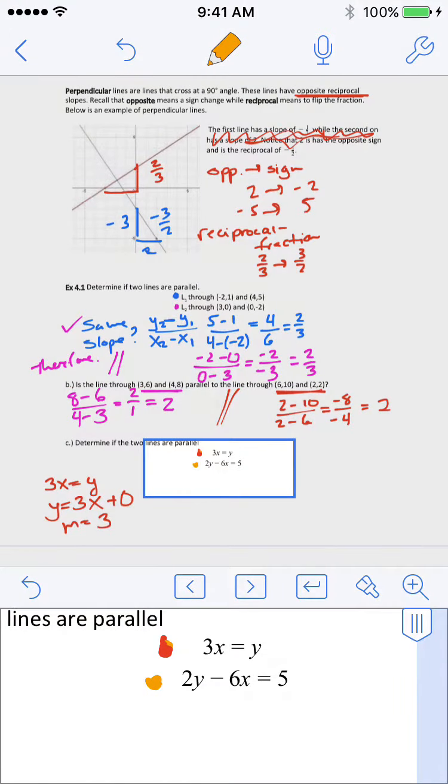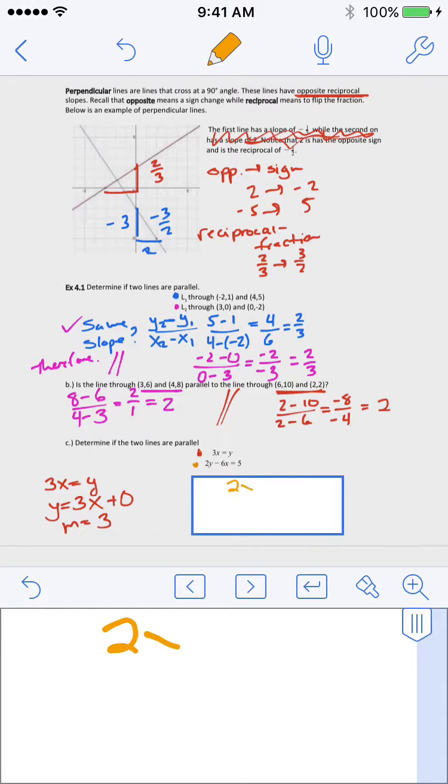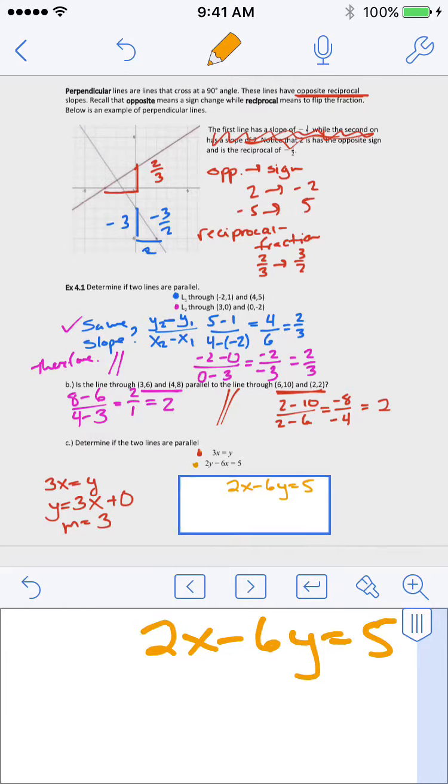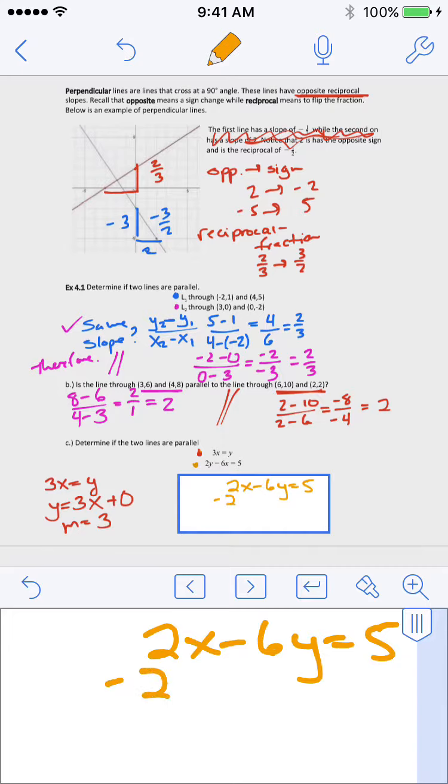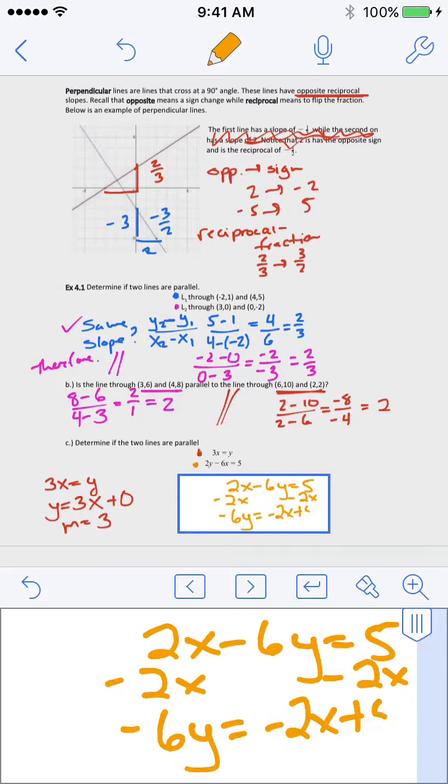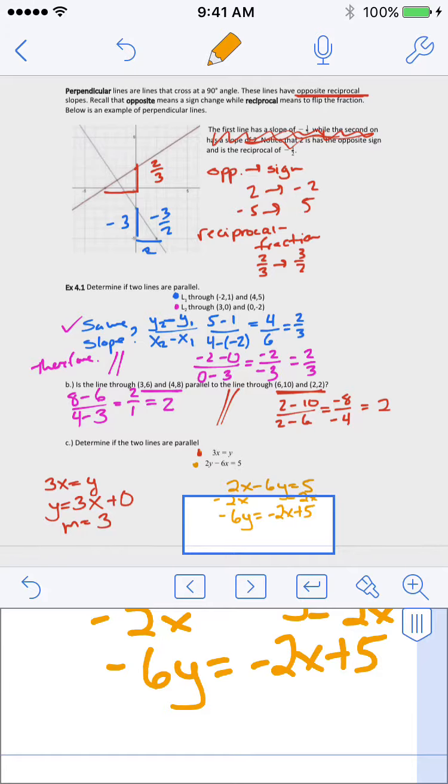Taking a look at the other equation, my other equation is 2x minus 6y equals 5. That one's a little more complicated because y is not by itself already, which is a bummer. But I just need to get it into y equals mx plus b. So I can subtract 2x from both sides. I get negative 6y equals negative 2x plus 5.